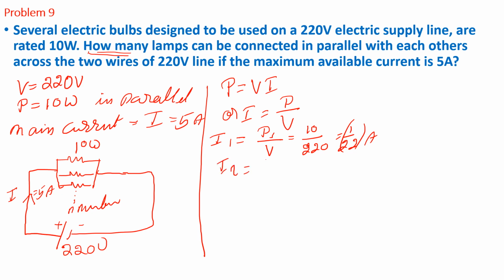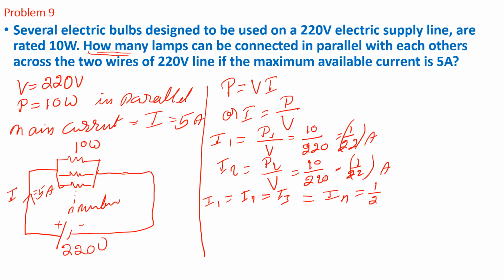If you take I2, you will get the same, because P1, P2, P3, everything is the same. So it is also 10 divided by 220, that is 1 by 22 amps. That means I1 is equal to I2 is equal to I3, all the values up to IN, will be equal to 1 by 22 amps. Now we know that the current through each bulb is the same.